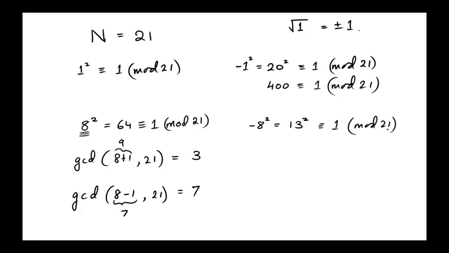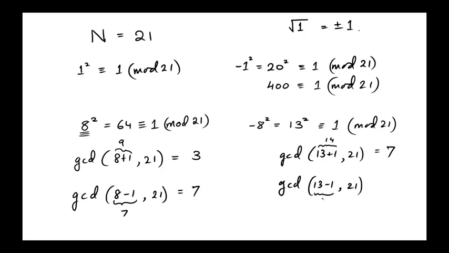And so you could have done the same thing with 13. You could have said the GCD of 13 plus 1 and 21 is going to be non-trivial. So this was 14, and indeed the greatest common divisor is 7. Also, the GCD of 13 minus 1 and 21, well, this is 12, and the GCD is 3. Okay, so you recover the factors of n.